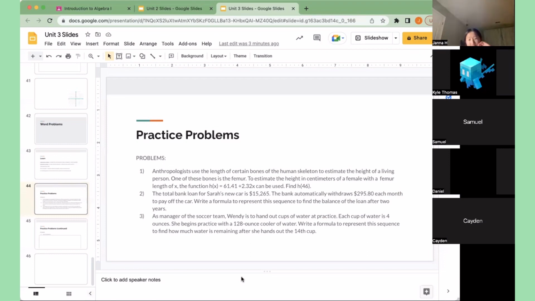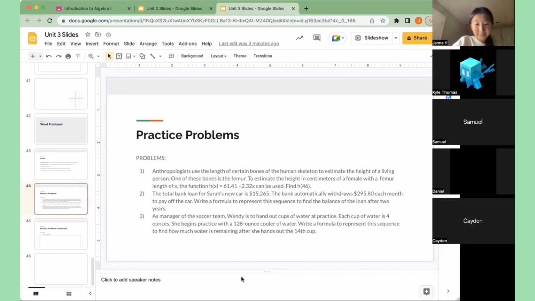Okay, so let me go over this. Again, let me get a text box. The total bank loan for Sarah's new car is $15,265. The bank automatically withdraws $295.80 each month to pay off the car. Write a formula to represent this sequence to find the balance of the loan after 2 years. So here you have to do some conversion because this is each month and they're asking for 2 years. Each year has 12 months, so 2 years is 24 months.